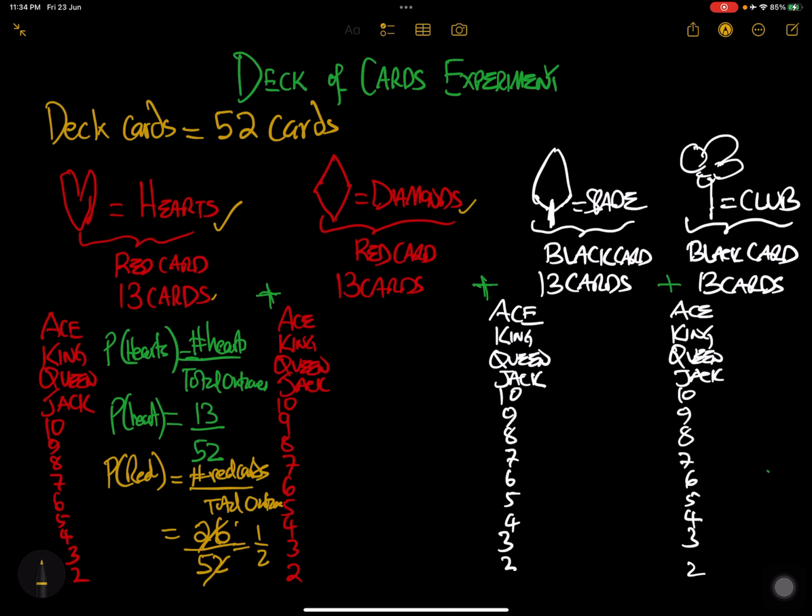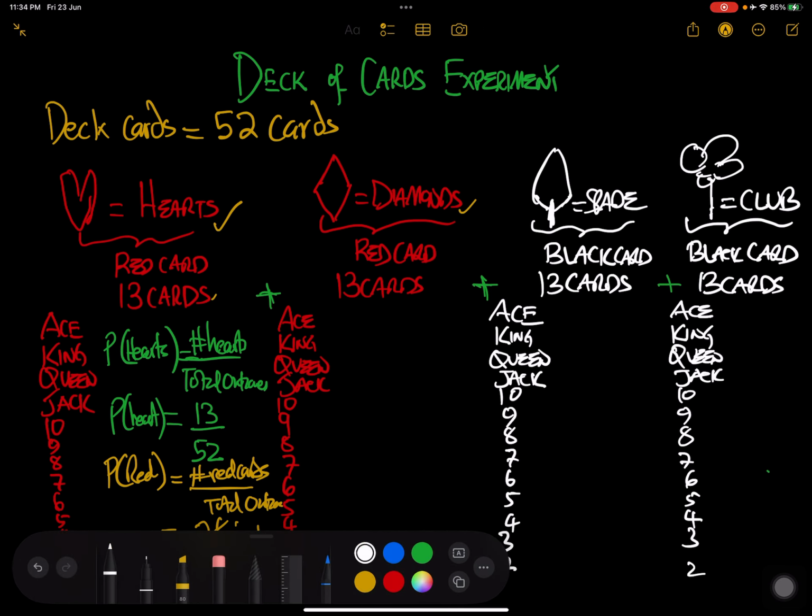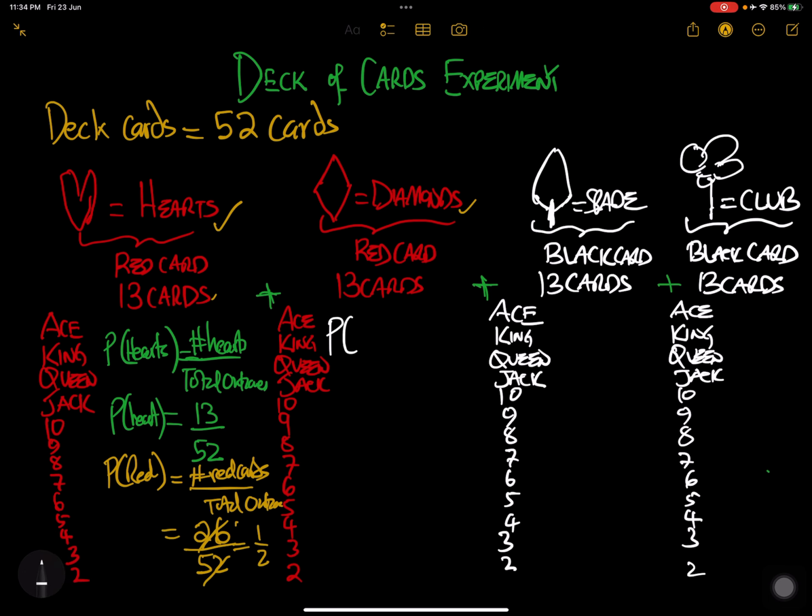Okay. Now let's imagine we're also being asked to find the probability of a diamond, for example. The probability of a diamond is going to be how many diamonds are there in the cards? We only have 13 diamonds. So it's going to be 13 diamonds divided by the total cards, which is 52. I hope this kind of helps.